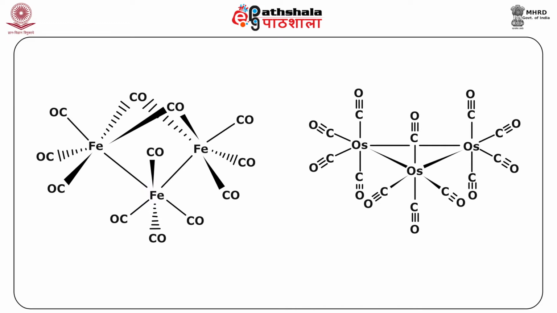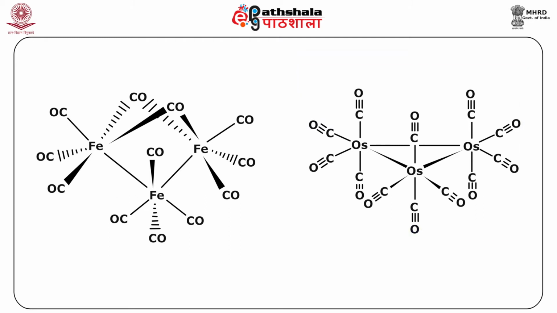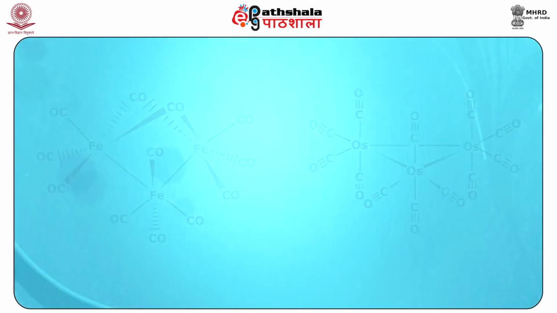So, in total there are 12 carbonyls and 3 iron. And looking at the structure of this Os3(CO)12, you can notice that there are 3 osmium metal ions, and these are further joined to a total of 12 carbonyls, as you can see, and there are no bridging ligands here. The 3 osmium are directly attached and each of the osmium is further attached to 4 carbonyls.